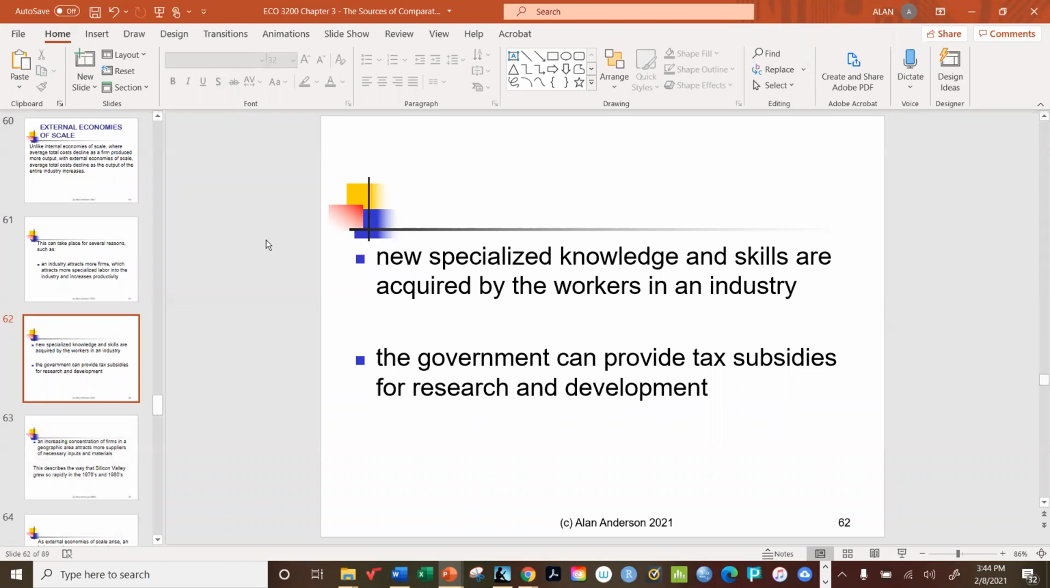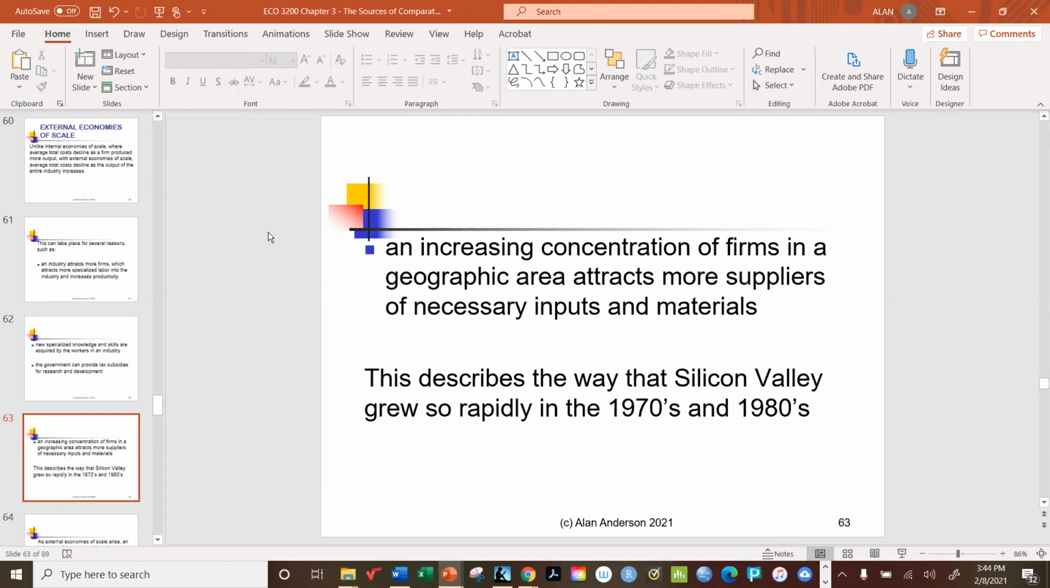New knowledge, new skills that are being acquired by these workers. And in some cases, the government was also providing tax subsidies for research and development. So suddenly you reach this critical mass where you're getting bigger and bigger and bigger because all these special resources are becoming available to you. And so this is known as external economies of scale because it's not due to a single company, but due to the entire industry. And so this would have given them, this is companies like Intel, like we talked about before, or Apple.